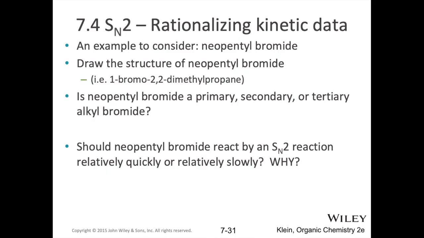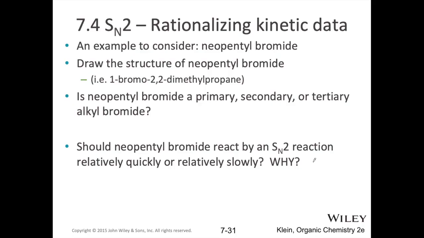Try this problem out. Try drawing neopentyl bromide. The IUPAC name is 1-bromo-2,2-dimethylpropane, if that helps. Ask yourself, is this a primary, secondary, tertiary alkyl halide? And then ask yourself to predict, will this undergo a substitution under SN2 conditions? Okay, so take a second and draw this molecule out.